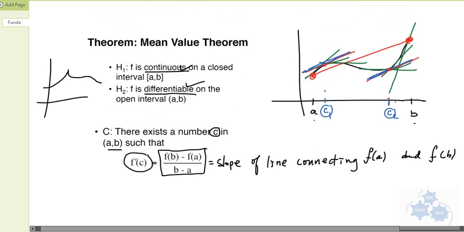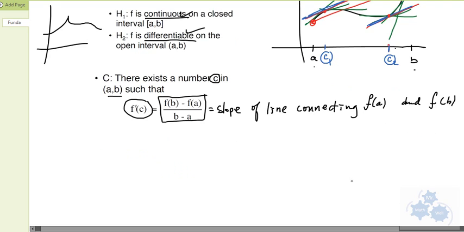Okay. So what we could do is we could actually give some values here. And actually, maybe before I give values, I'm going to draw just a few more examples, right? So we've got A, and we've got B, and I've got a function that looks something like this. The average value here would be the slope of the line connecting these two points. It's the average change from A to B for this function.